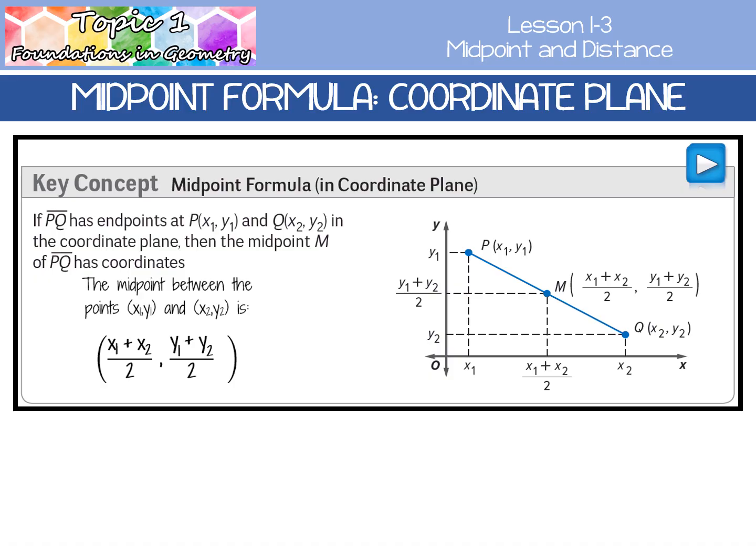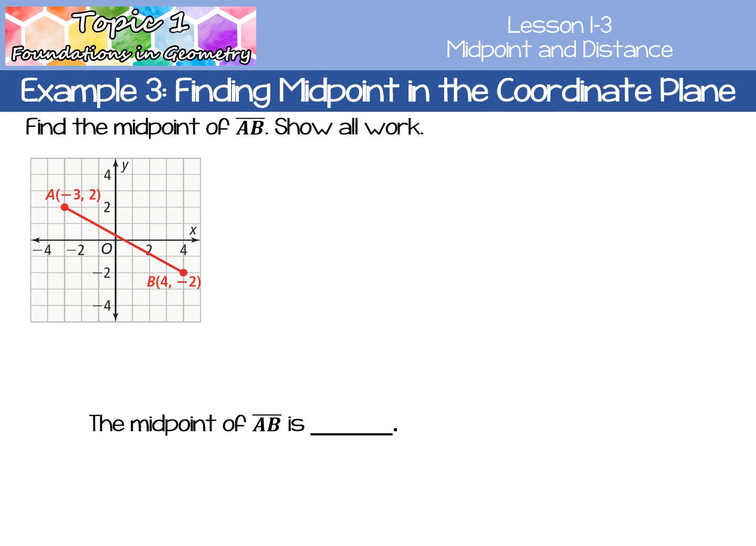Now we're doing it in a coordinate plane. It's the same idea. It's the midpoint of the x's and the midpoint of the y's combined. So if segment PQ has endpoints at P, x sub 1, y sub 1, those are not exponents, those are subscripts, and Q has coordinates x sub 2, y sub 2 in the coordinate plane, then the midpoint of segment PQ has these coordinates. So you add the x's, divide by 2, add the y's, and divide by 2. And that is a point. So you should have parentheses and a comma in between.